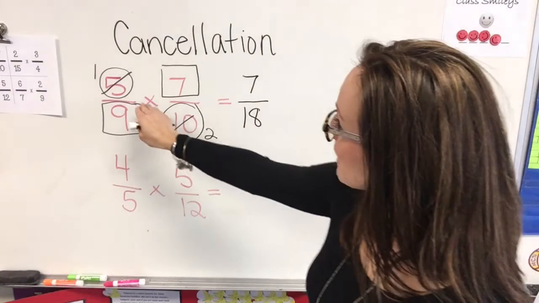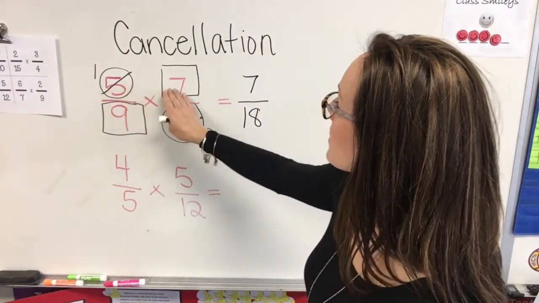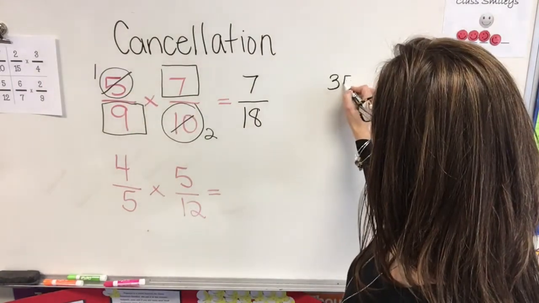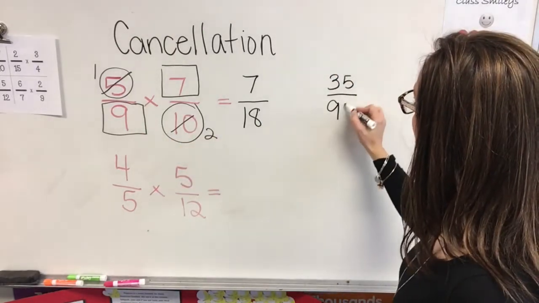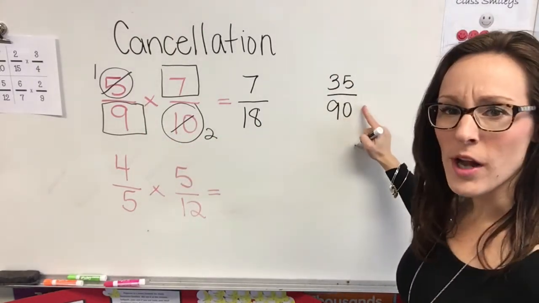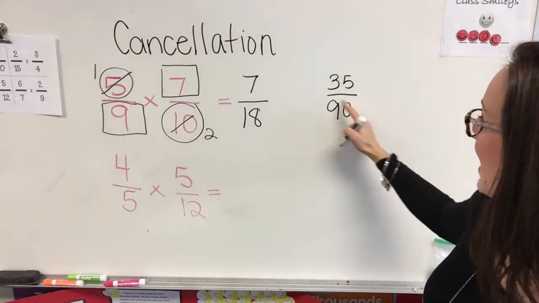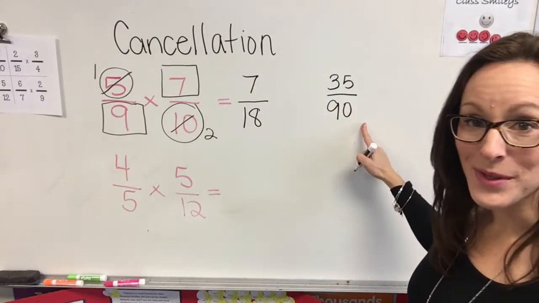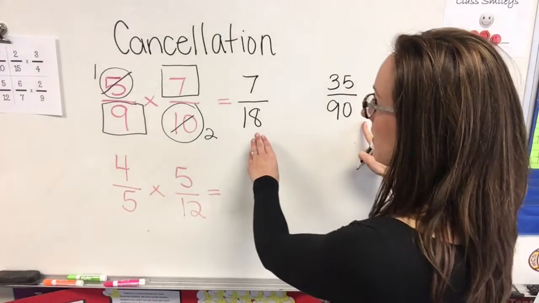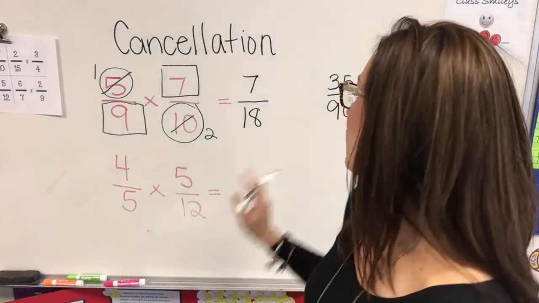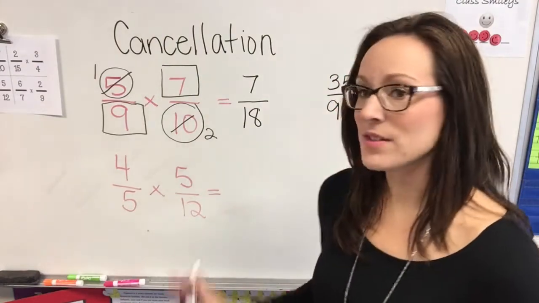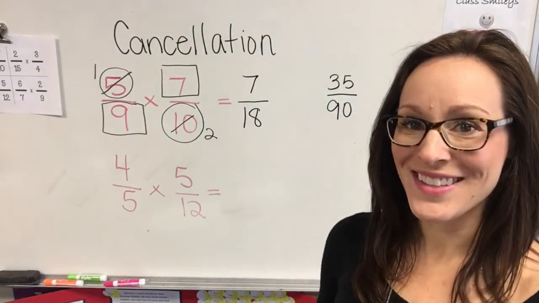But if I would have taken my original numbers, 5 times 7 equals 35, and 9 times 10 equals 90. This is a little bit harder to reduce because 90 is a bit of a big number. So you can see how it's beneficial to do the reducing or the simplifying first rather than later so that you have a smaller problem that you're working with in the end.